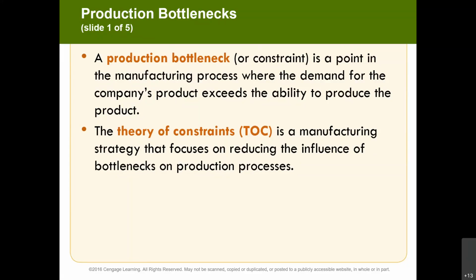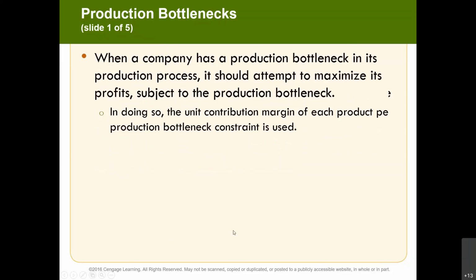So in this, we take into consideration the theory of constraints, which is the manufacturing strategy that focuses on reducing the influence of bottlenecks on the production process. When a company has a production bottleneck in its production process, it should attempt to maximize its profits subject to the production bottleneck. In doing so, the unit contribution margin of each product per production bottleneck constraint is used.